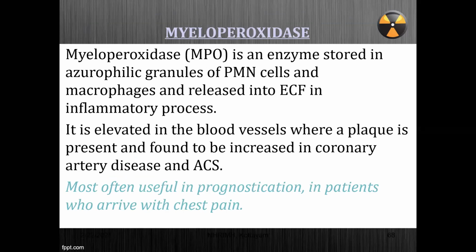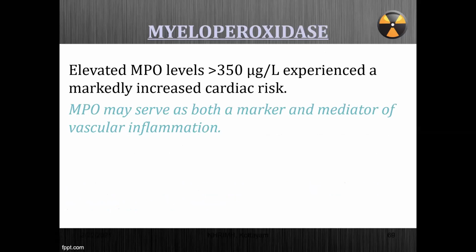So it is elevated in the blood vessels where a plaque is present and is found to be increased in coronary artery disease and acute coronary syndrome. So it depicts the prognostic factors. Someone arrives with chest pain: 'Sir, I'm having recurrent chest pain.' Okay, go for myeloperoxidase also. There is a chance; where there is a problem, we can't say. Elevated levels, more than 350 micrograms per liter, carry a marked increased cardiac risk. So MPO serves as both a biomarker as well as a mediator of vascular inflammation.